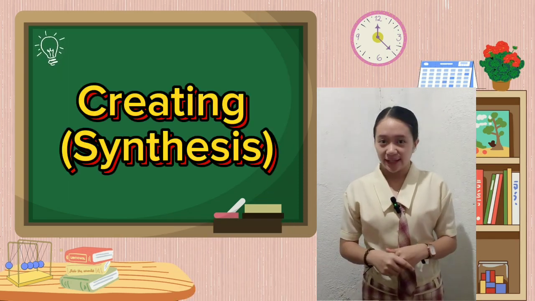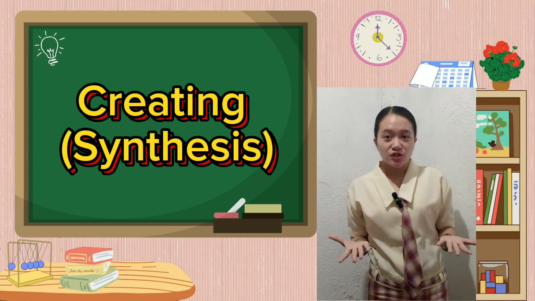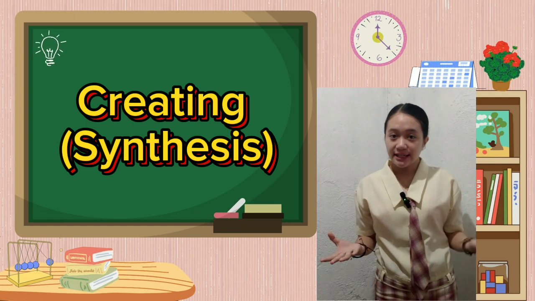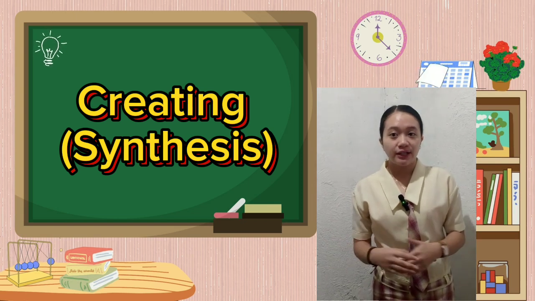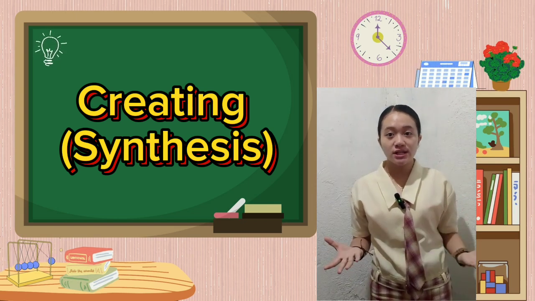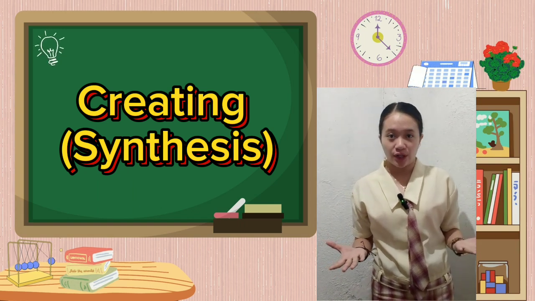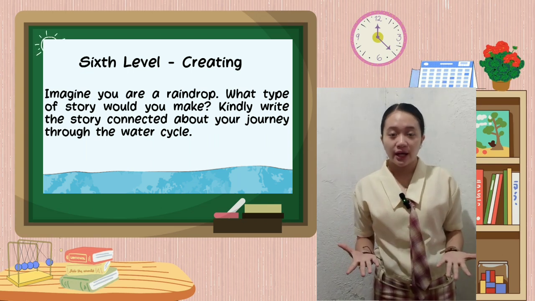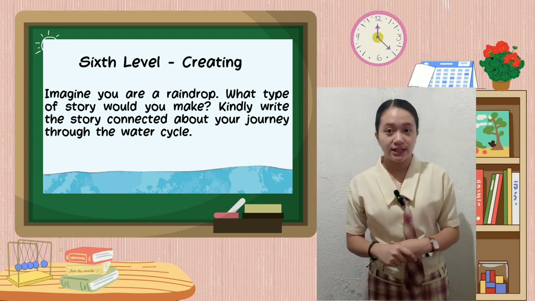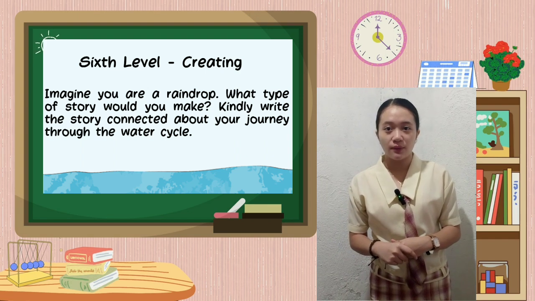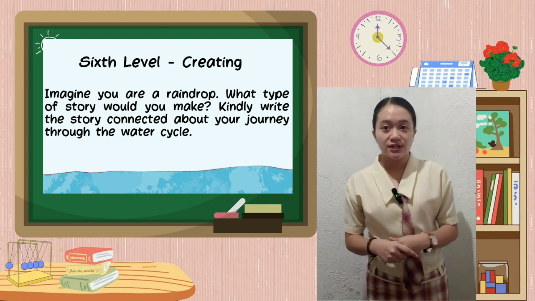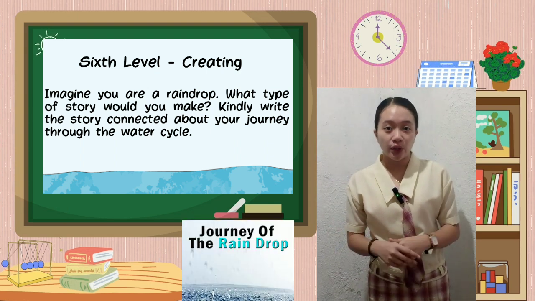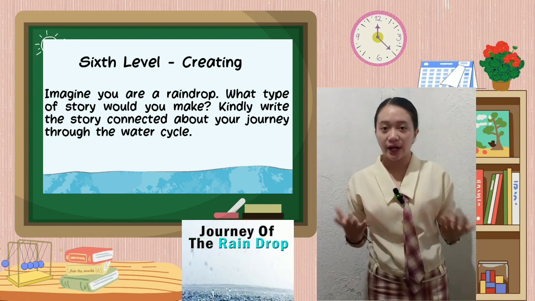So lastly is creating or synthesis. These questions ask students to create something new by combining existing knowledge, ideas, or information. They might involve designing a product, composing a piece of music, or writing a story. So, imagine you are a raindrop. What type of story would you make? Kindly write a story about your journey through the water cycle. So this question encourages students to synthesize their knowledge of the water cycle and create a new piece of work demonstrating their understanding in a creative way.